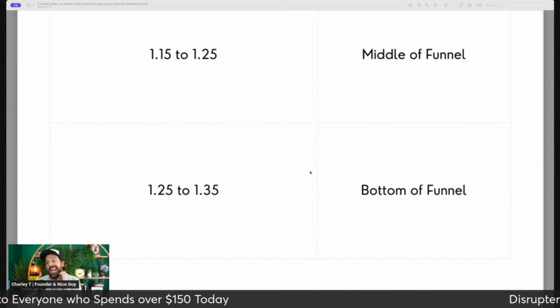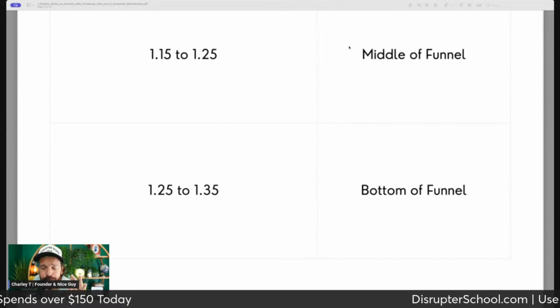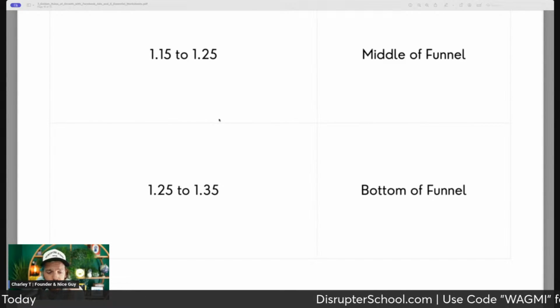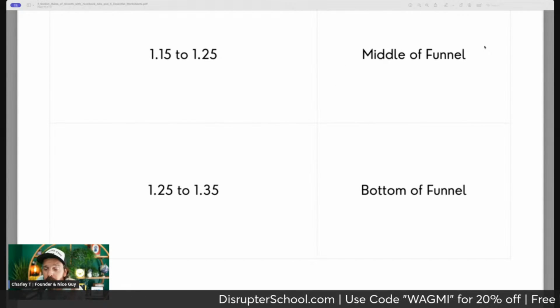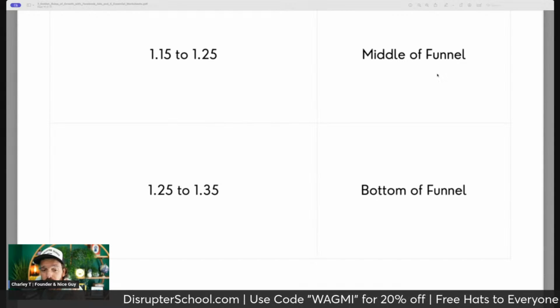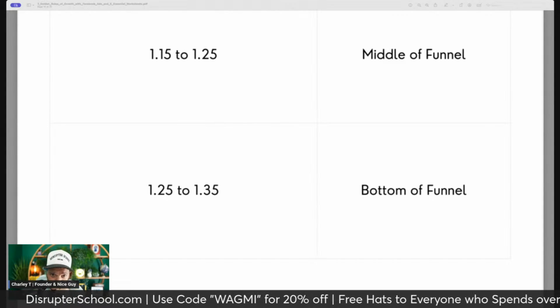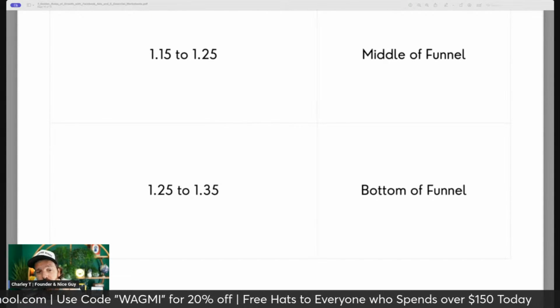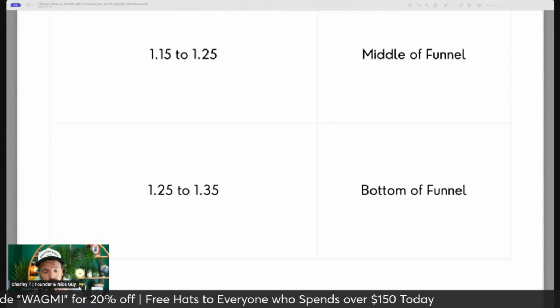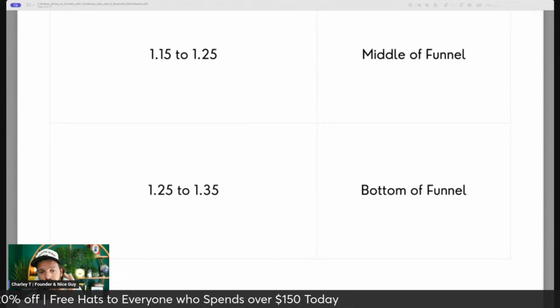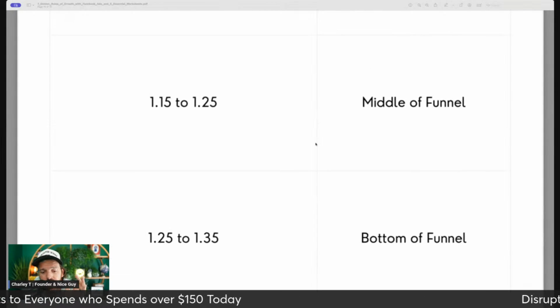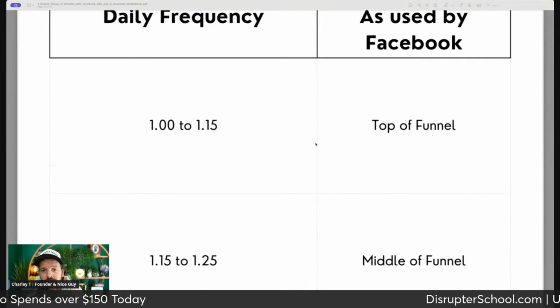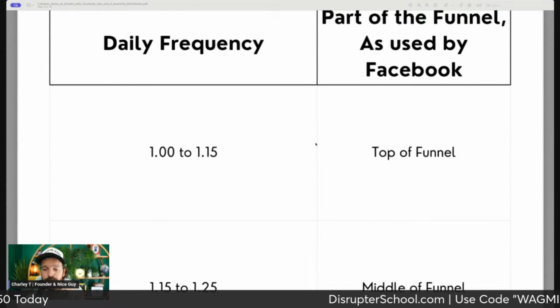Now, what does this all mean for you? By the way, if anybody has any questions on this stuff, drop it into the chat and we'll dive into it. But what does this all mean for you? Well, what this means is these are how the platform is using your ads.